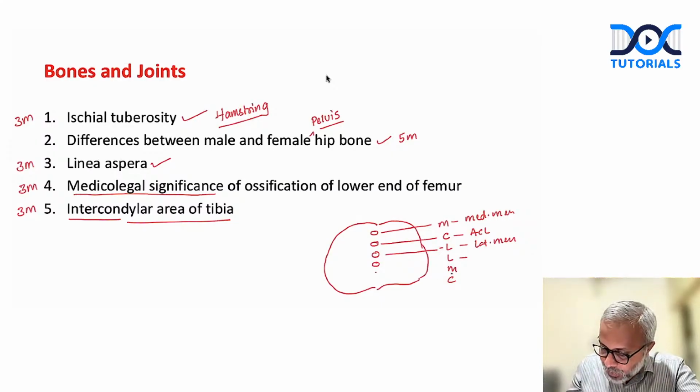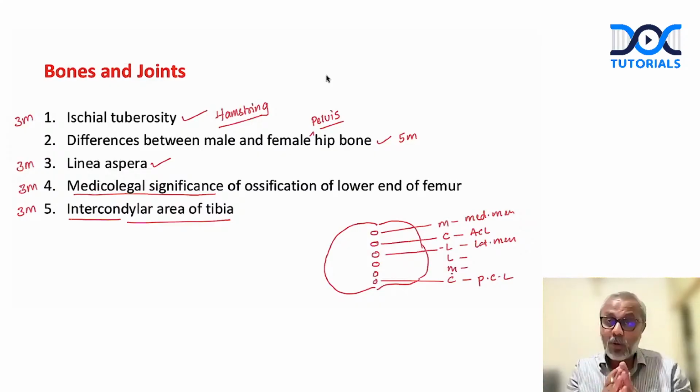M stands for the posterior horn of medial meniscus, and C stands for the posterior cruciate ligament. This is also a Viva question for your practical exam, but this could be a very important 3 marker question for your university exam, right? So you can just draw a simple diagram like this and show.